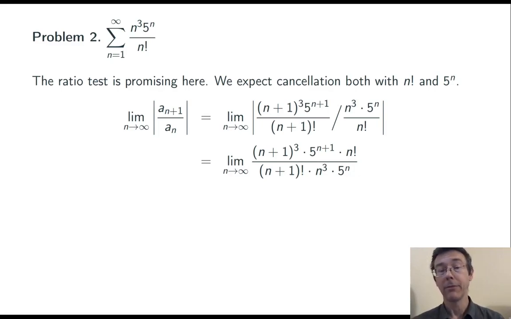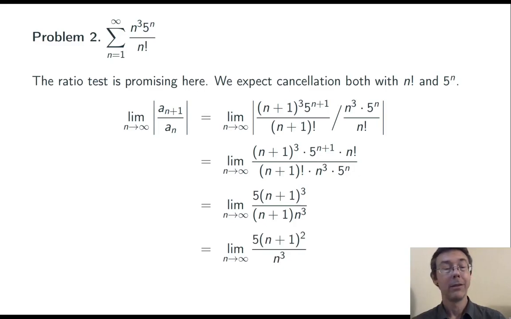Of course, on the top, I've got 5 to the n plus 1. On the bottom, I've got 5 to the n, so I've just got one factor of 5 left in the top. And then the n plus 1 factorial on the bottom, the product of the first n plus 1 numbers, is going to cancel a lot with the n factorial on the top, the product of the first n numbers. Overall, I'm left with the limit as n goes to infinity of 5 times (n plus 1) to the third over (n plus 1) times n cubed.